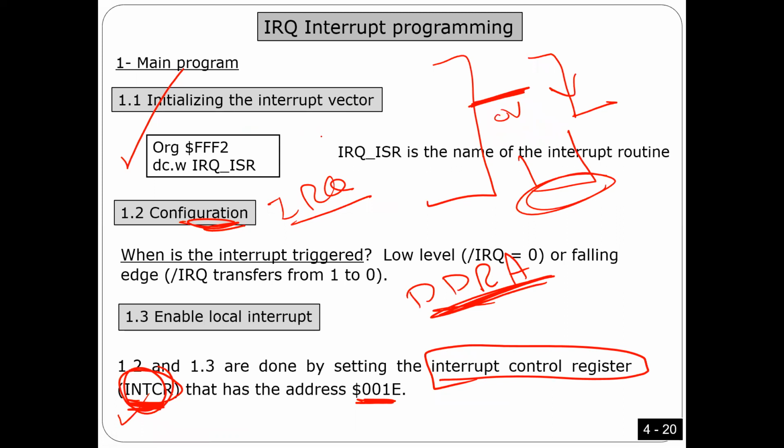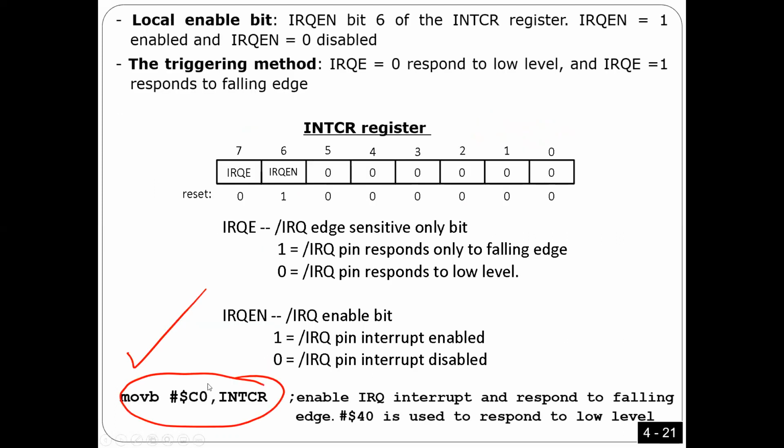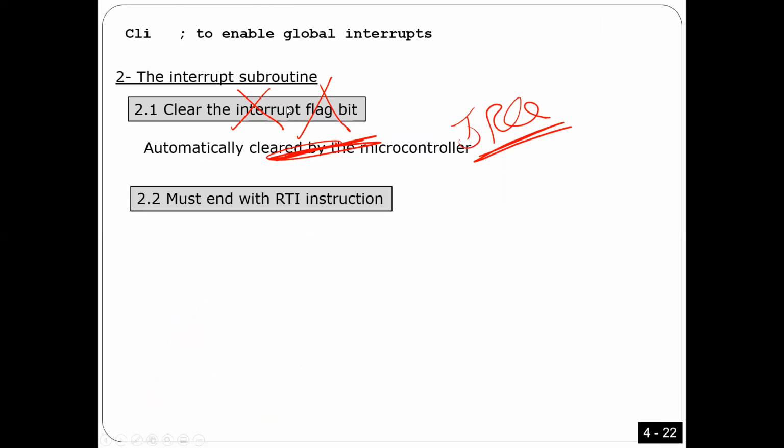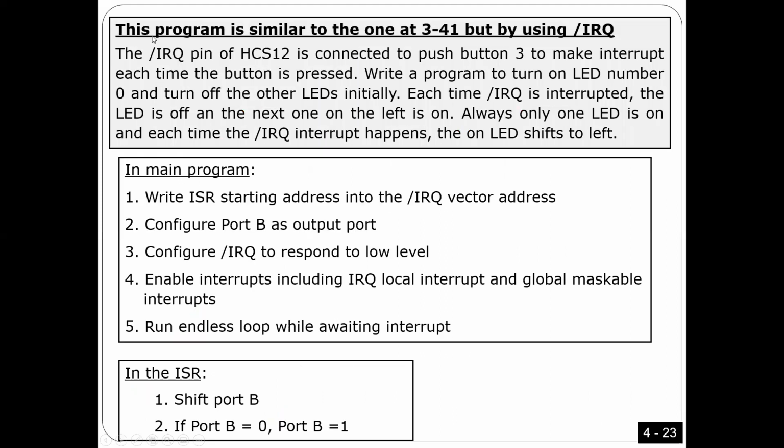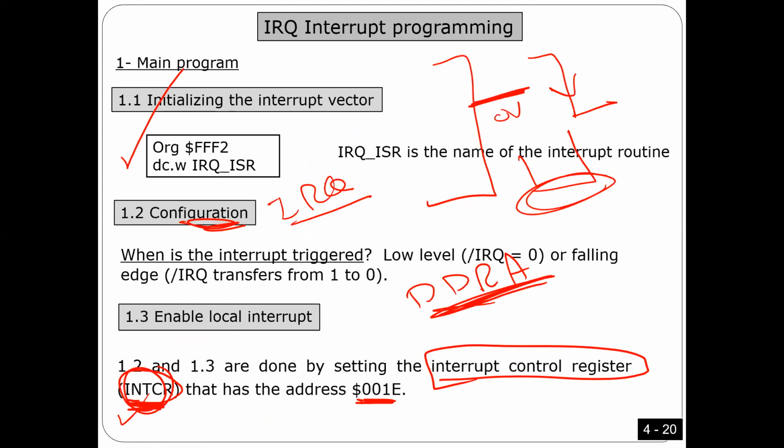So that's it. This is how you program an IRQ interrupt. Number one, you have to put this one. Number two, you have to write this instruction, which has to do two things: enable interrupts, and configure them for falling edges or low level. Here in the interrupt subroutine, you don't need to write an instruction to clear the interrupt flag bit. You have to write RTI at the end, and that's it. And also you have CLI here. Any question, guys? Very easy.